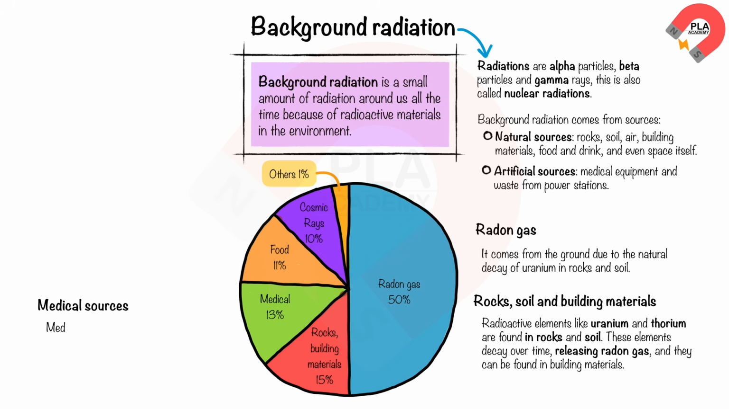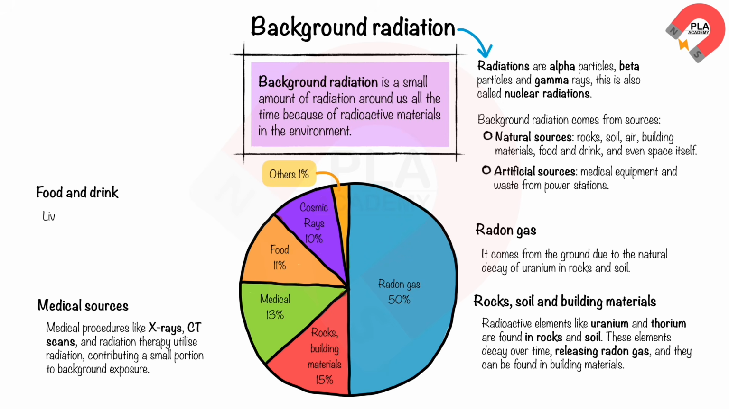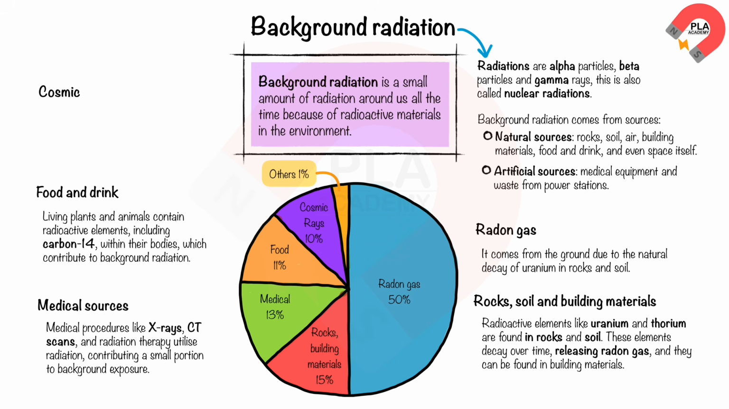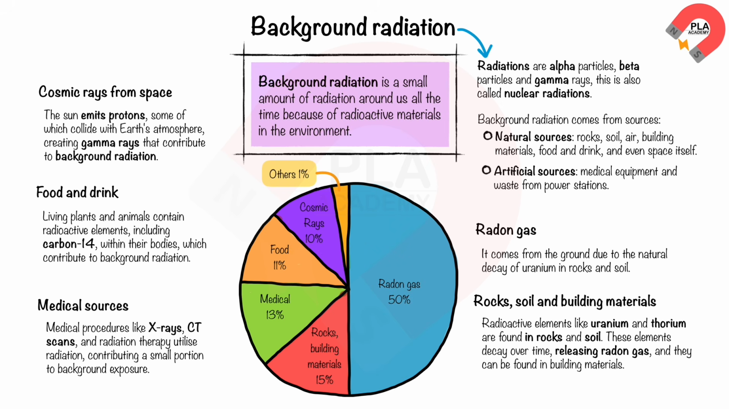Medical sources. Medical procedures like X-rays, CT scans, and radiation therapy utilize radiation, contributing a small portion to background exposure. Food and drink. Living plants and animals contain radioactive elements, including carbon-14, within their bodies, which contribute to background radiation. Cosmic rays from space. The Sun constantly emits protons, some of which collide with Earth's atmosphere, creating gamma rays that contribute to background radiation.